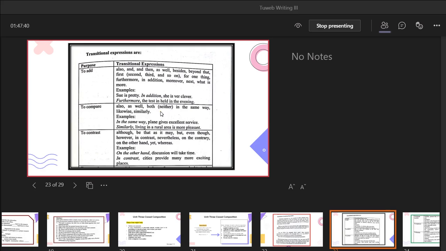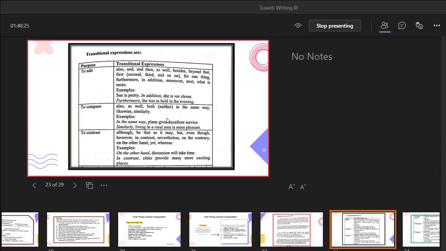Oke, macam-macam transitional expression we can see here. Yang pertama, we can use to add. If we want to add something, and then we can use also, and then, as well, besides. For example, Sue is pretty. In addition, she is very clever. Jadi di sentence ini we want to add more about si Sue ini. Kualitinya itu apa aja. And then furthermore, the test is held in the evening.